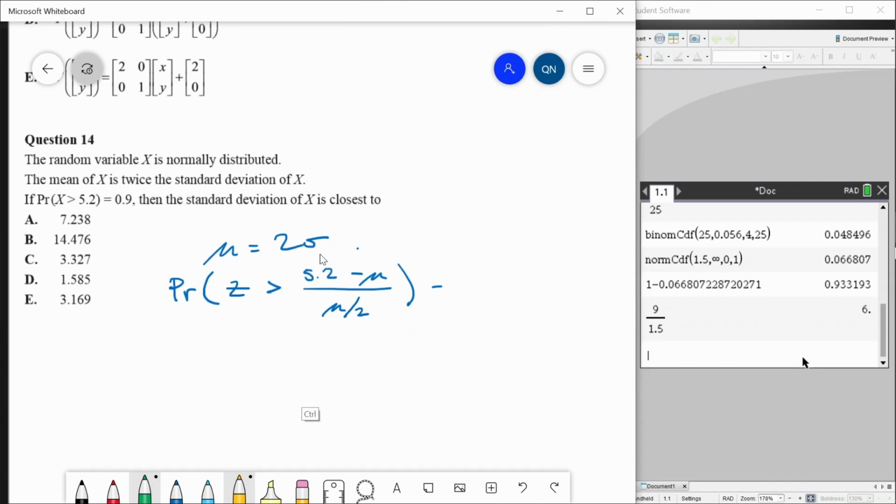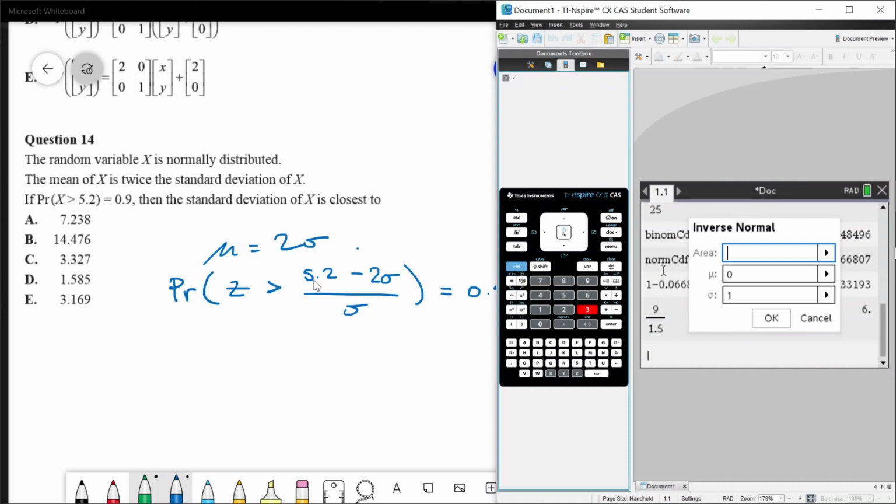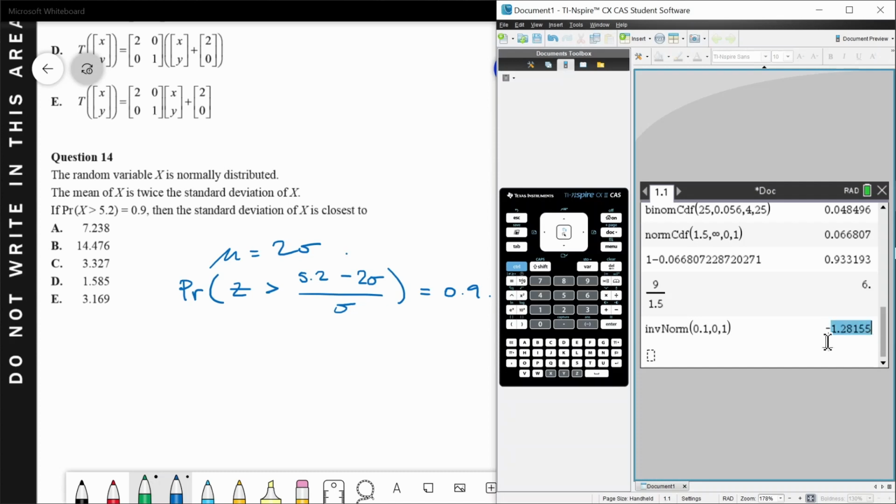But I guess we might as well rewrite this in terms of sigma because we're solving for sigma. So let's rewrite it as (5.2 minus 2 sigma), because that's mu, divided by sigma, and that's exactly 0.9. So let's inverse normal this. Now you have to be careful. Don't put in 0.9 here. You've got to put in 0.1 because the CAS assumes the area is on the left hand side of the z-score. This is greater than, so we have to do the other side. Let's click OK. So negative 1.28 should be this particular value here.